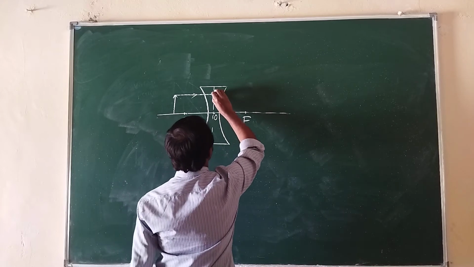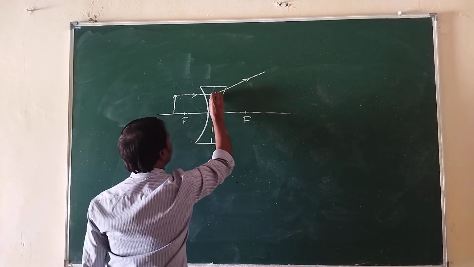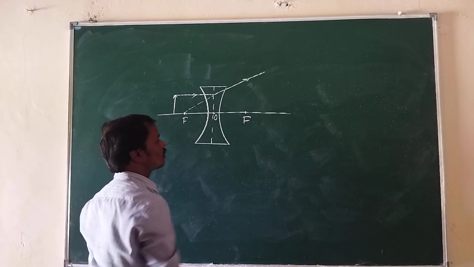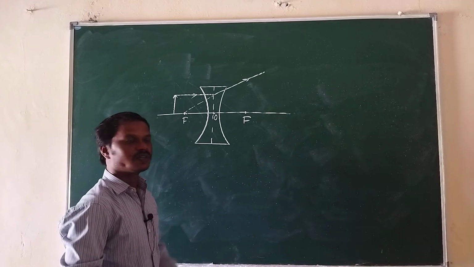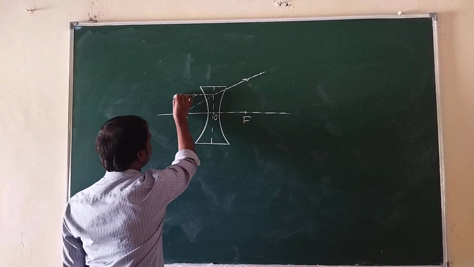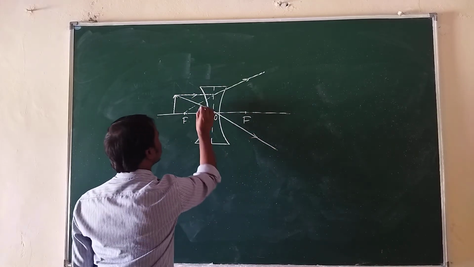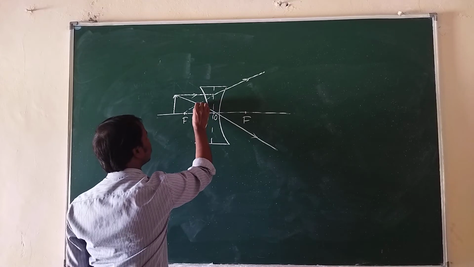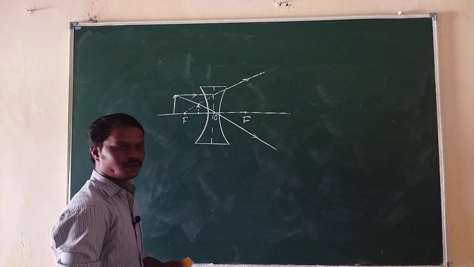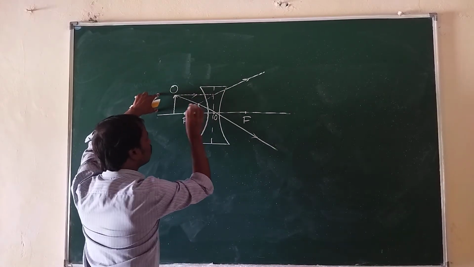After refraction, the refracted ray diverges. This refracted ray appears to have come from a point, that point is called focus. And one more incident ray that is passing through the optical center, that passes without any deviation. Okay, so where these two rays meet, at that position we will get the image of the object. Now it is object and it is image of the object.